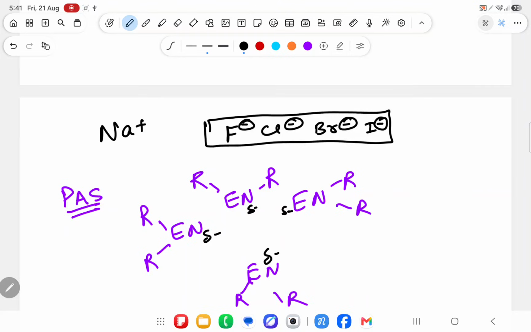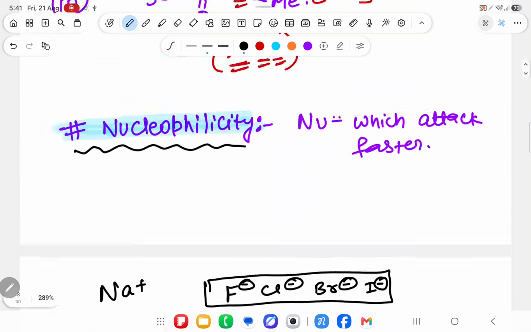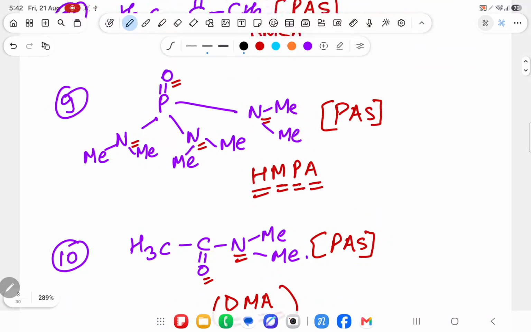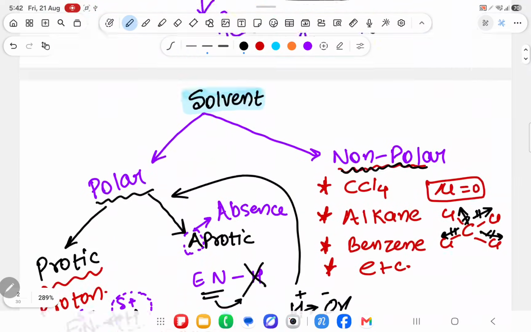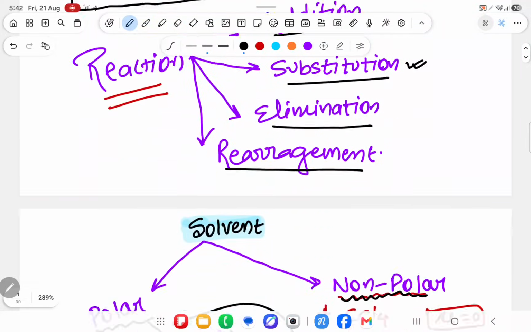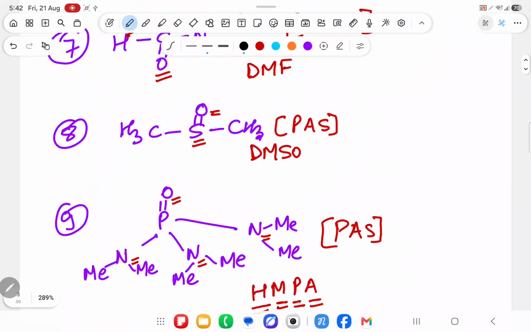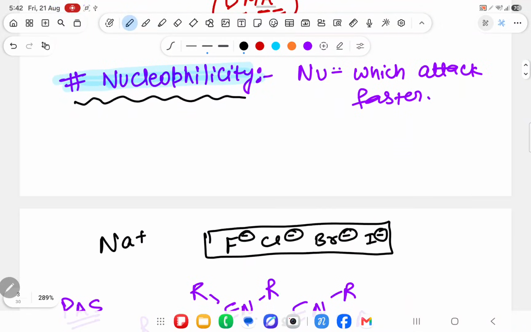Understood the point? Don't get confused. Sir, up to now, any doubt? Polar protic, polar aprotic? No, sir. Only this topic I have taught. The topics we have to study are polar protic, polar aprotic, non-polar. No problem. Nucleophilicity means the power of a nucleophile to attack faster. Which nucleophile will attack very fast?